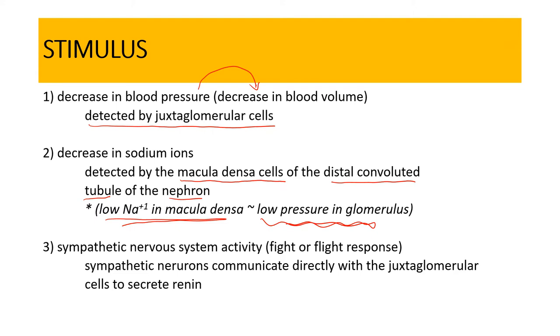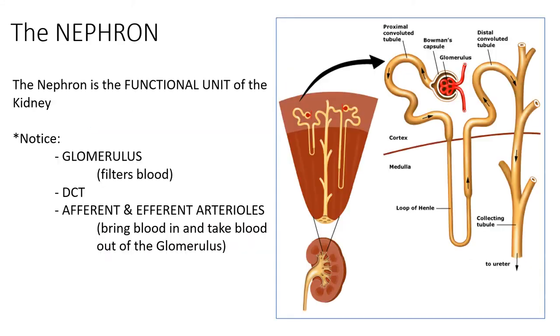Now, the other stimulus that is going to result in the secretion of renin is sympathetic nervous system activity, your fight or flight response. So when that kicks in, that will also trigger the release of renin. So let's take a back seat for a second and talk about the nephron, just to make sure we're all on the same page. Again, the nephron is the functional unit of the kidney.